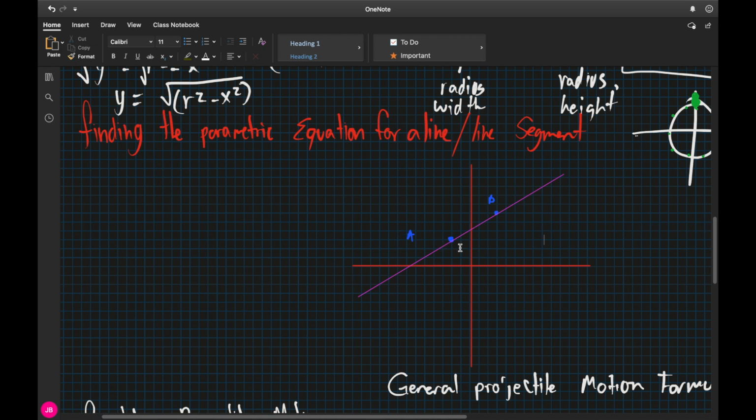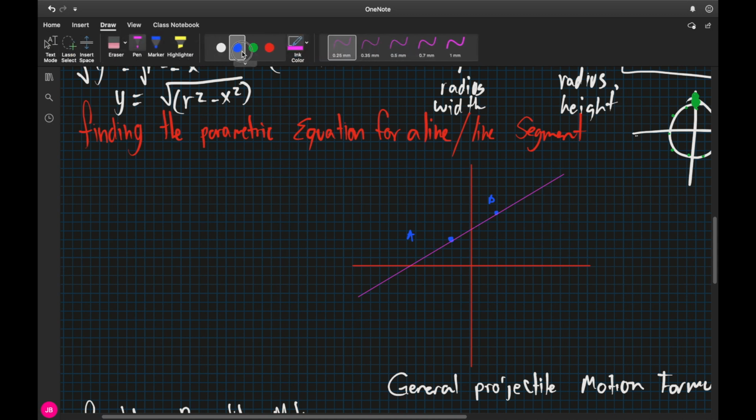Now, we don't know what the equation for this line is, but we do know a couple of other things. First of all, we know that point A is (-2, 3), and point B is (3, 6). And we can actually use vectors to try and solve this.